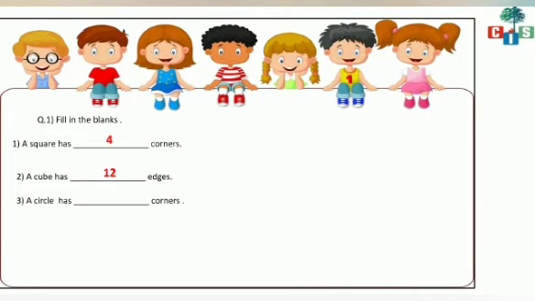Let's move to the third. A circle has dash corners. A circle has 0 corners, right? Now let's move to the next slide.